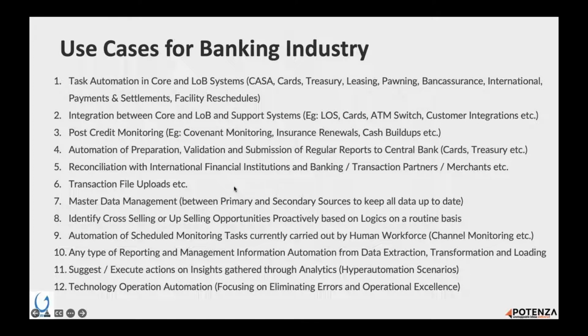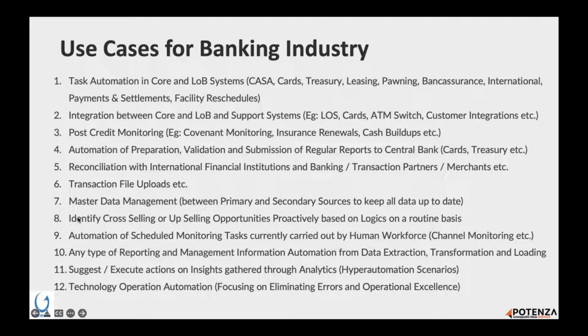Transaction file uploads, etc. There are multiple uploads happening. It could be corporate payments, it could be TSM files or backend uploads, it could be anything, right? Where multiple files are being sent, and probably even you deploy humans to do file conversions or data or format conversions, right? If you're spending time doing all these, these are things that you can automate straight away.